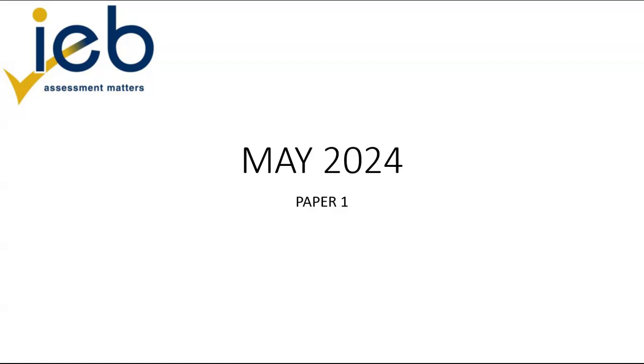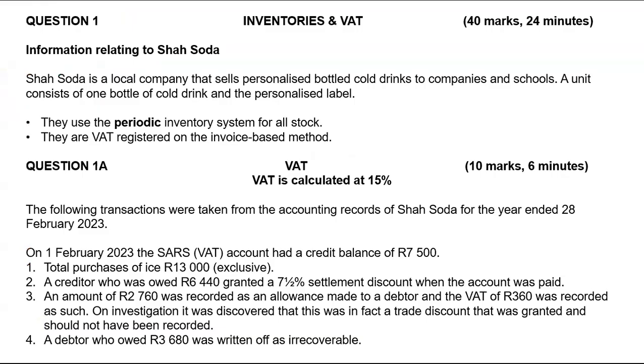Let us do this year's paper, May 2024, paper one. We've got information relating to Shah Soda, and this is question one. It's all about inventories and VAT, 14 marks, 24 minutes. Always try by all means to stick to the time limit, no matter what.